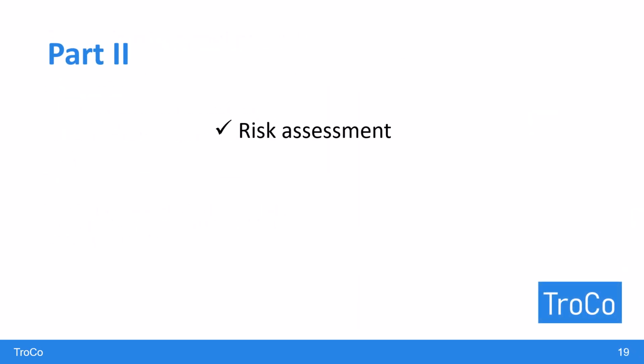Welcome to Part 2, Risk Assessment. In this section, we focus on the details of risk assessment. Risk assessment involves defining the machine's limits, identifying hazards, estimating risk, and deciding on effective measures.